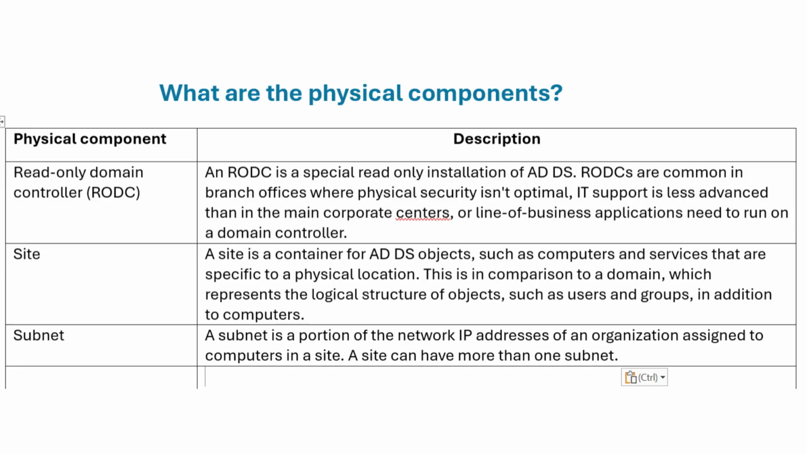Site. A site is a container for ADDS objects, such as computers and services that are specific to a physical location. This is in comparison to a domain, which represents the logical structure of objects, such as users and groups, in addition to computers. Subnet. A subnet is a portion of the network IP addresses of an organization assigned to computers in a site. A site can have more than one subnet.